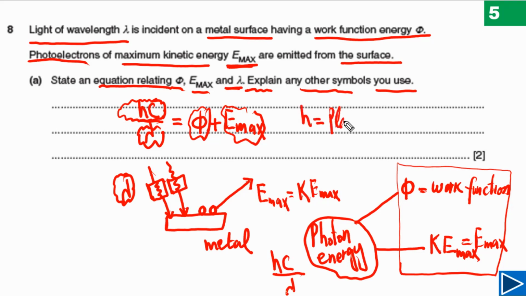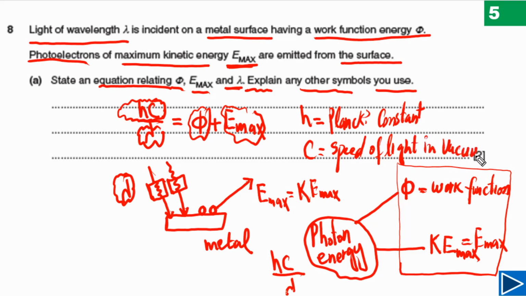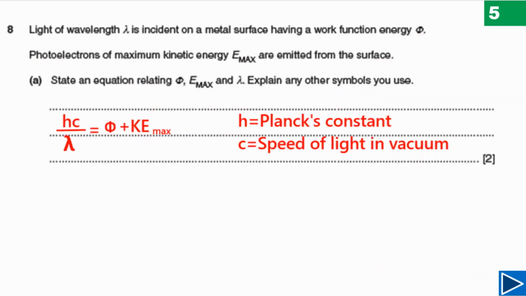Planck's constant, so this one is simply Planck's constant, and we have to write down what this h is. And c is the speed of light in vacuum, which is also a constant. We also need to explain this one. If we have written all these things, we will get 2 marks. This is all you need to explain for part A.